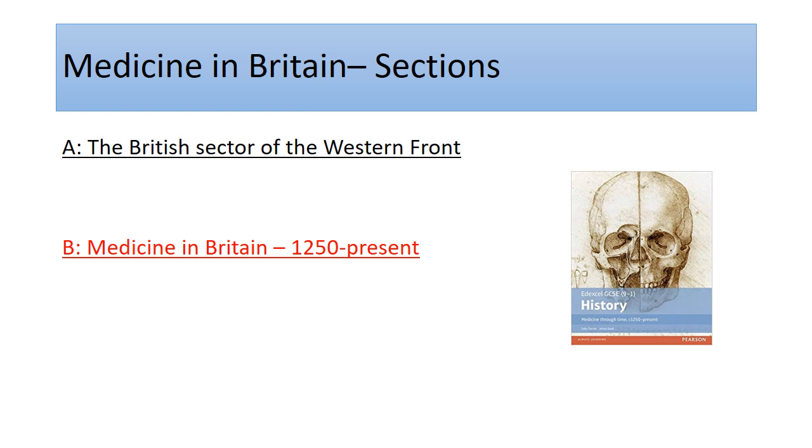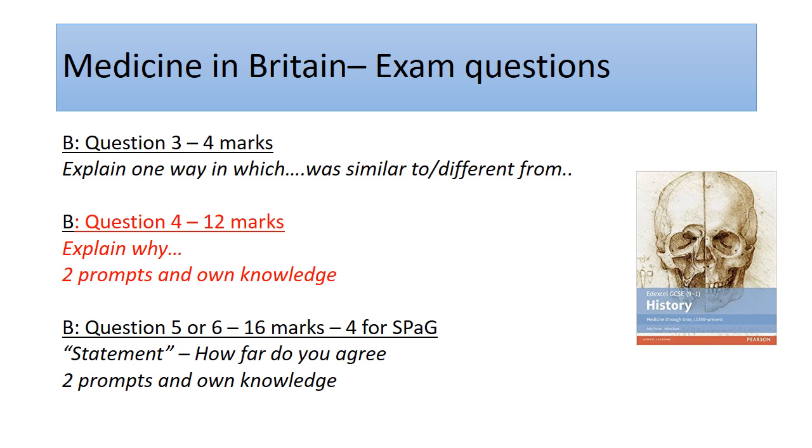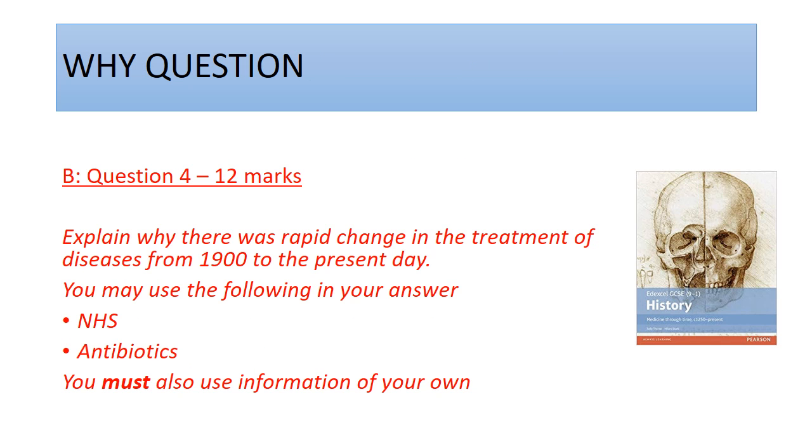So we're still on section B, which is 1250 to the present day, and we're going to finish the last section today. The question we're going to do is the explain why question, the 12 marker. If you want to do this for homework, that would be amazing. Why was there rapid change in the treatment of diseases from 1900 to the present day?